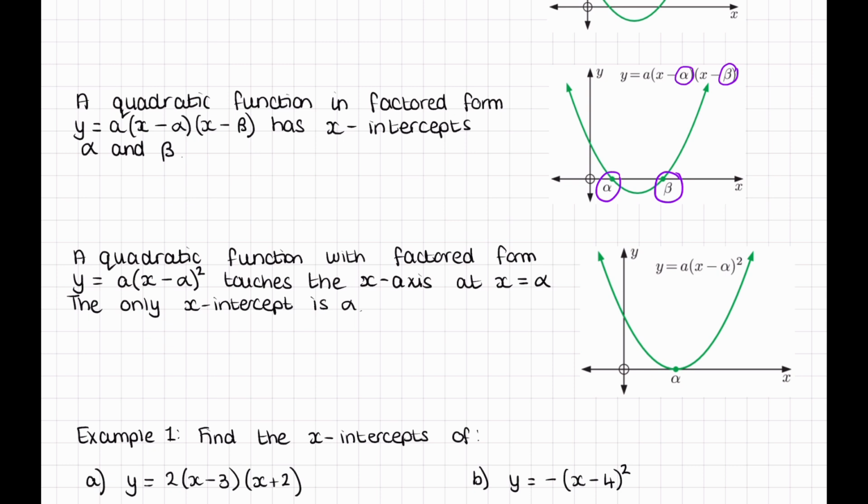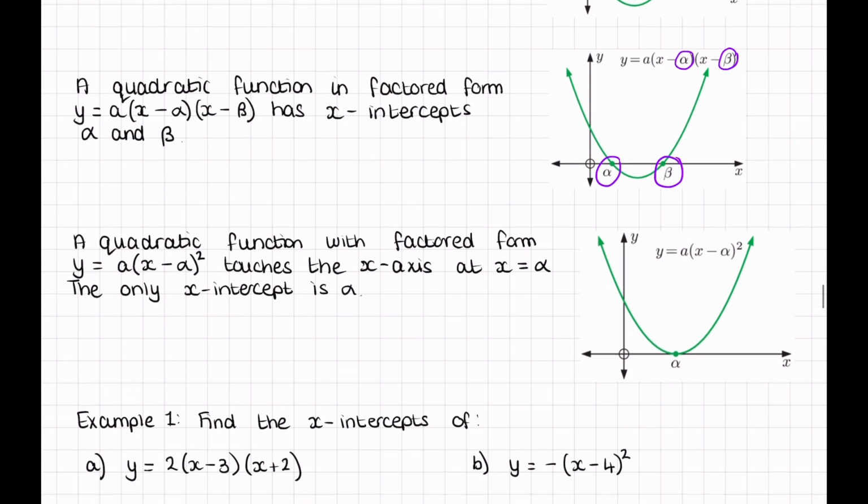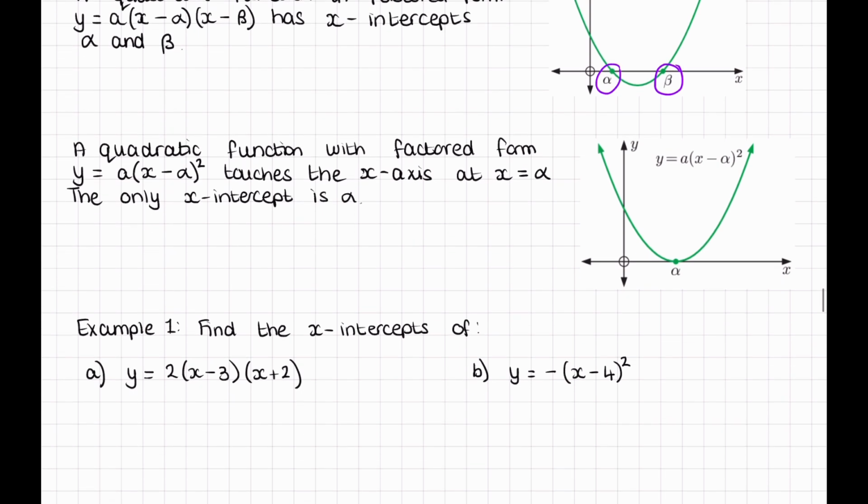A quadratic function with the factored form y equals a, bracket x minus alpha all squared, touches the x-axis at that value in the brackets. So this value in the brackets here is the one x-intercept that we have, and it is the only x-intercept.